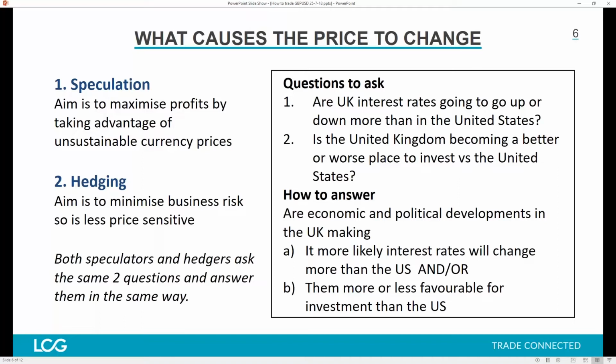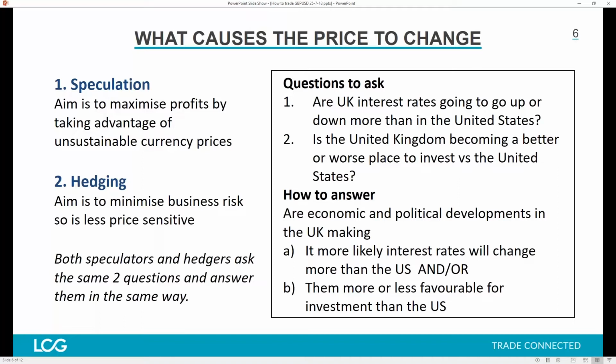Speculators are really trying to fine-tune these questions so they can get the timing of their trades as accurate as possible. The questions to ask: are UK interest rates going up or down more than in the United States? And is the United Kingdom becoming a better or worse place to invest versus the United States? So these are two considerations when you're deciding whether to speculate in the pound.